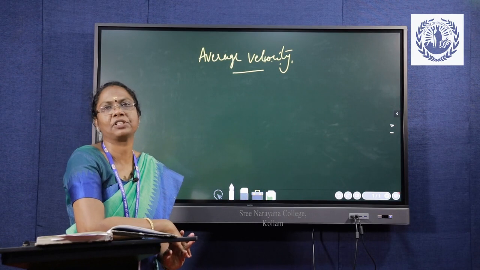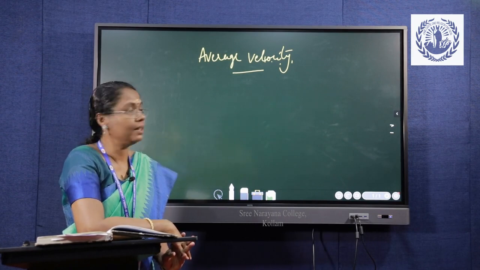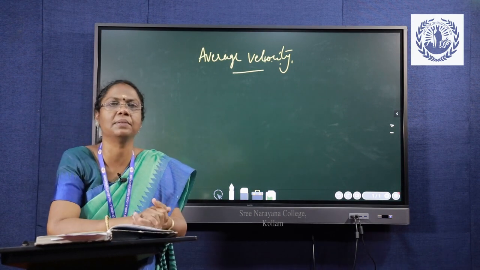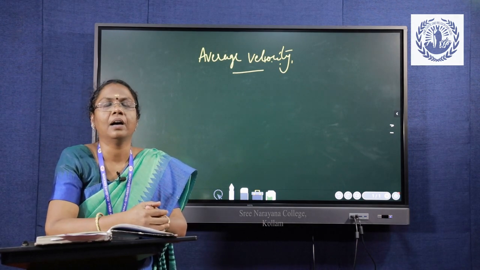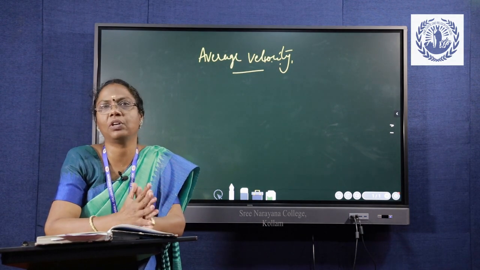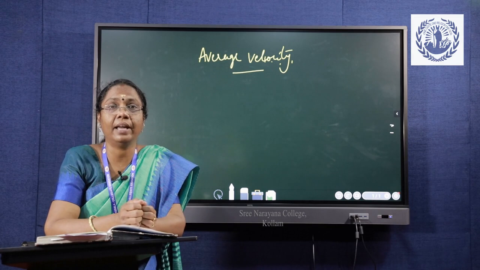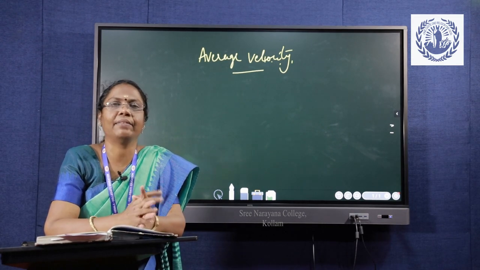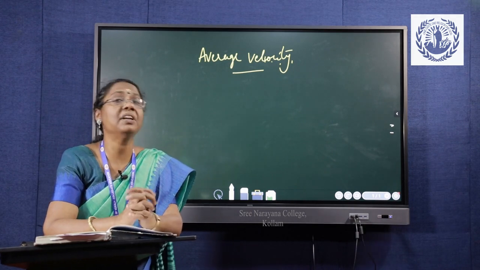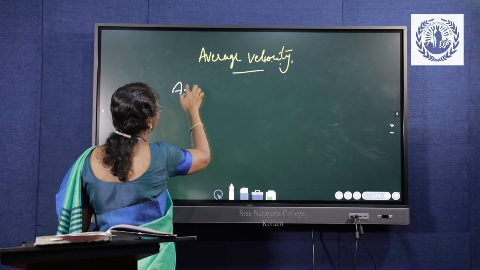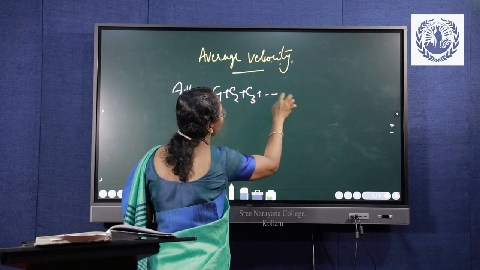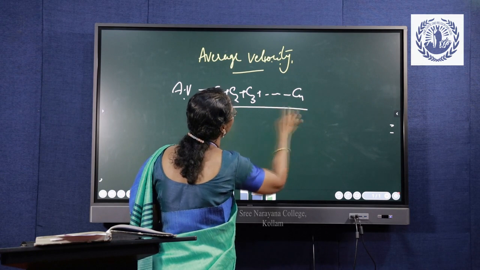Similarly, we can derive an expression for the average velocity also. Average velocity is the velocity possessed by a large number of molecules. We know that the average means the sum of numbers divided by the total number. We are having n molecules in a gas system and their velocities are C1, C2, C3, etc. up to Cn. So the average velocity can be written as C equal to C1 plus C2 plus C3 plus etc. up to Cn divided by the total number n.